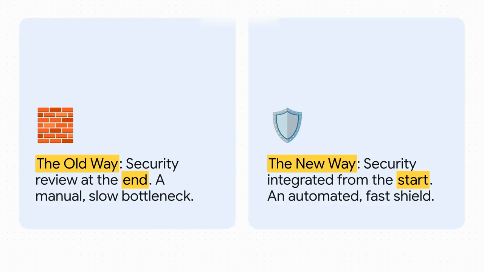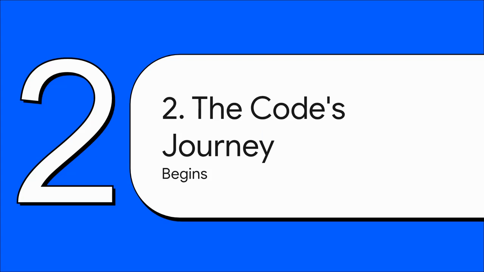So this is the real shift in thinking we need to embrace. We are moving away from what I call the wall of no, that slow, manual gatekeeper that everybody dreads. And instead, we're architecting an intelligent shield, something automated, fast, and just woven right into the fabric of the development workflow.